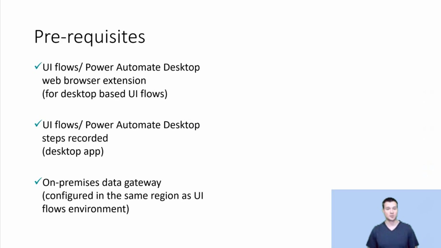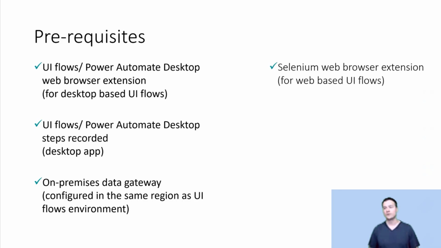Then what is also very much required is the on-premises data gateway, which acts in the form of a server. The gateway receives requests from the cloud, then triggers the RPA, then receives the response from the RPA and sends it back to the cloud. So the gateway is kind of a server on our machine. Then if we would like to use the old approach to create RPAs, following UI Flows and Selenium, we also need to have the Selenium web browser extension.